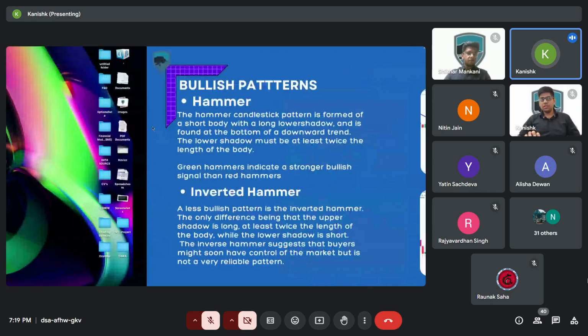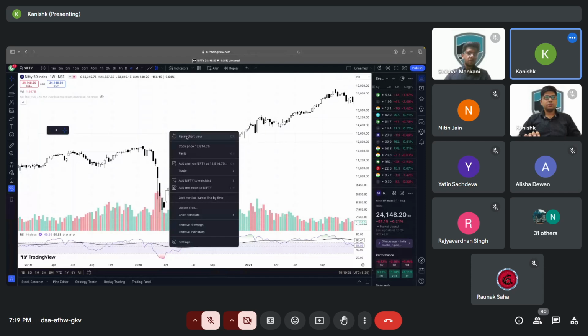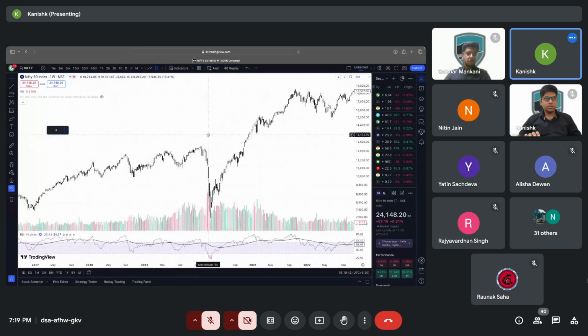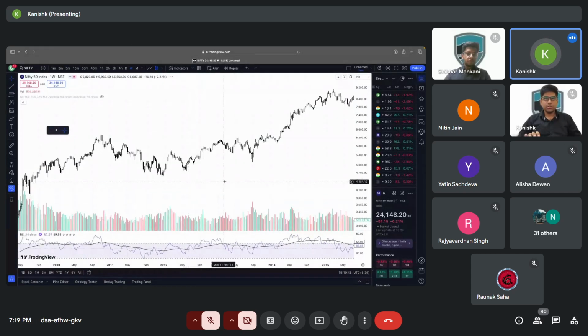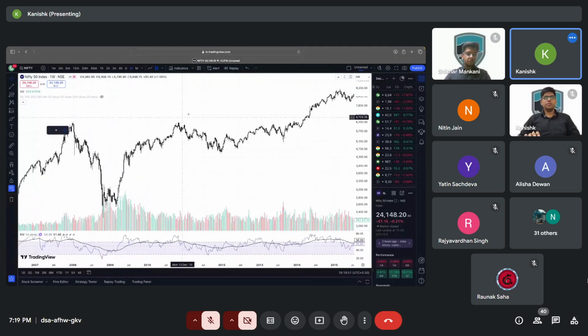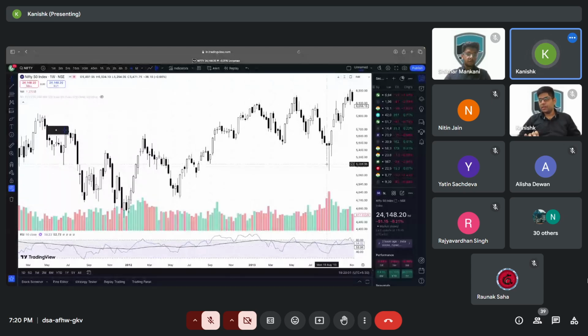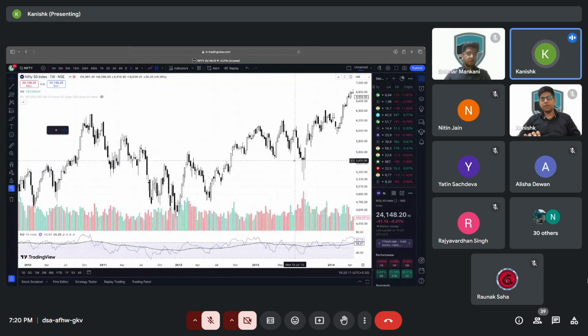Let's see the hammer on the Nifty 50 chart. Wait just a sec. Okay, let's find it. Give me a second. Yeah, see here. It was consolidating, and after a short time, two hammers formed here. The sellers tried to push the price down, but the buyers propelled it back, forming a short body, and it formed for two consecutive candles. And after that, you can see the uptrend.